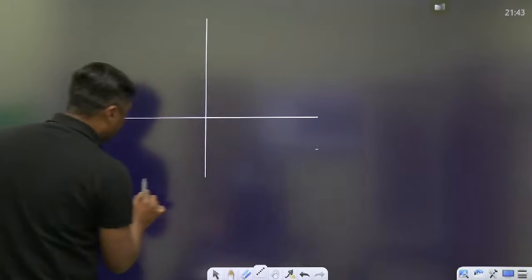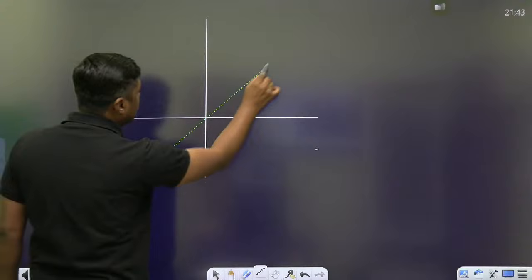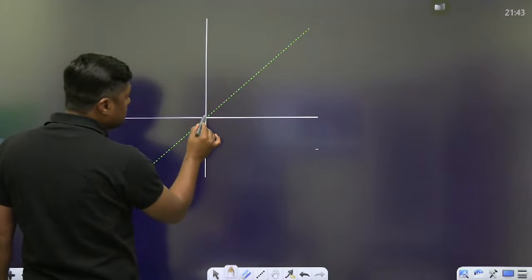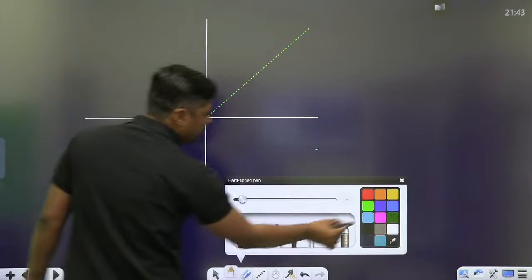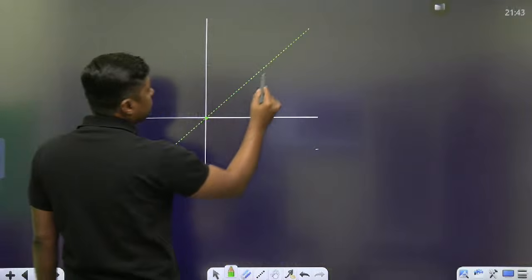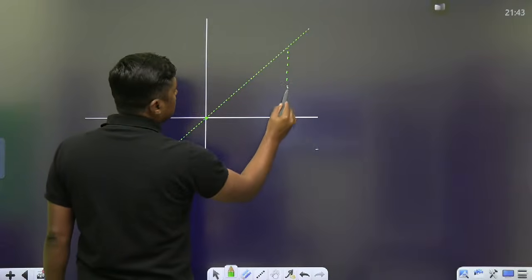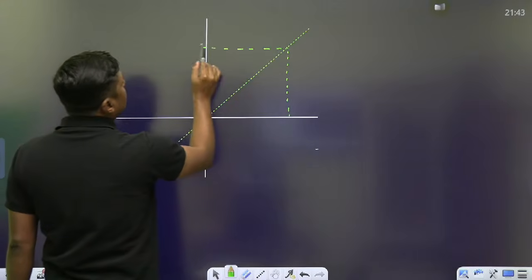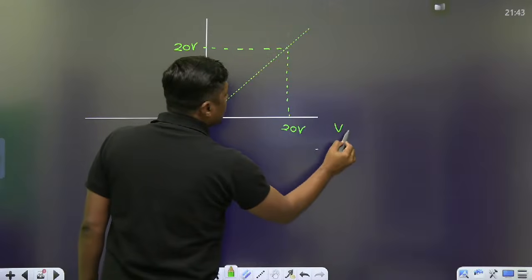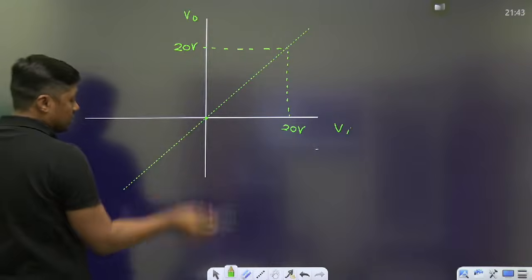Always they will give you the diagram with slope 1. This is slope 1, 45 degrees, that is slope 1. Now, what are the breakpoints? First breakpoint is 0, and second breakpoint is 20 volt. This is the 20 volt. Right? And this is VI, that is V0. This is called the transfer curve.